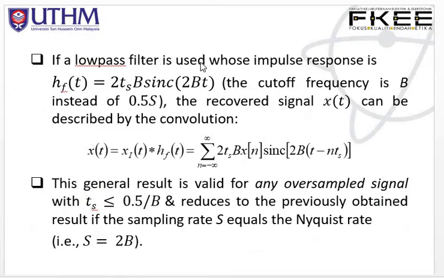If a low-pass filter is used and the impulse response is h(t) equal to 2TsB sinc(2Bt), the recovered signal x(t) can be described by the convolution. So x(t) equals the ideal sampled signal convolved with h(t), or equal to this one. This is valid only for a sampled signal with Ts less than 0.5 divided by B.